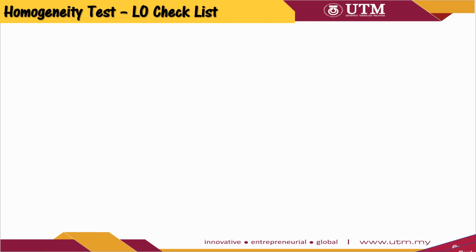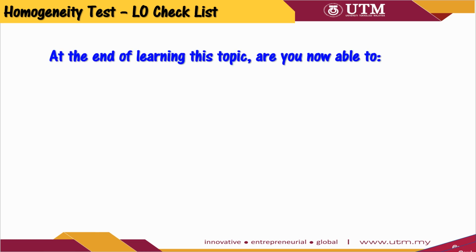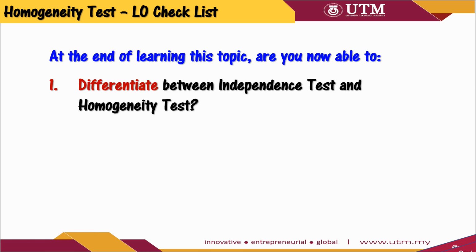Having done the two working examples on homogeneity test, we are at the end of this topic session. Let's do a checklist on this topic's learning objectives. After learning this topic, are you now able to differentiate between an independence test and a homogeneity test? Remember, the similarities of the two tests include the decision rule, the way you calculate the expected values EIJ, and the formula of chi-squared test statistic value.